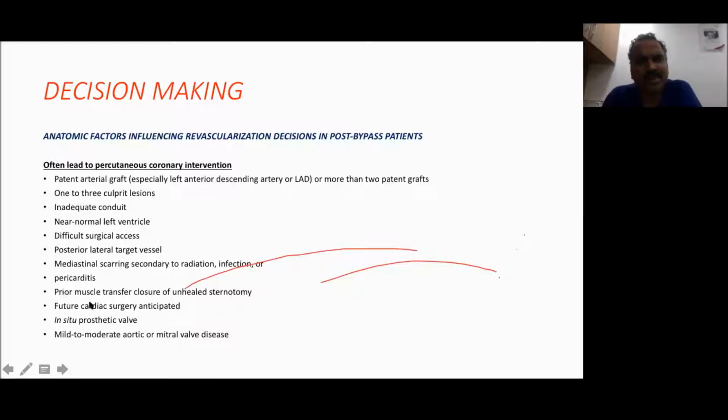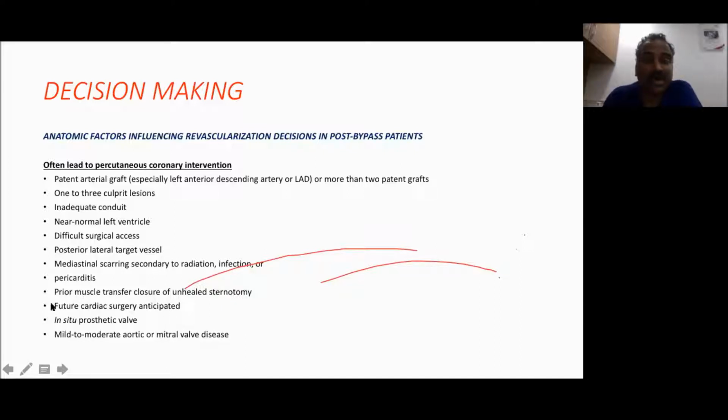And prior muscle, if a patient had an unhealed sternotomy in the first surgery, wherein the sternotomy is closed by muscle transfer. In all such patients, it's not advisable to open the sternum again. So it is preferable to go for percutaneous intervention.